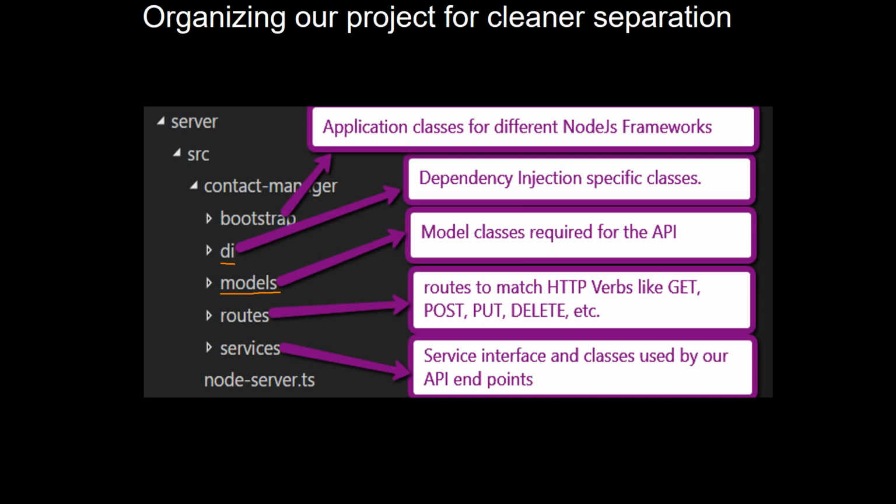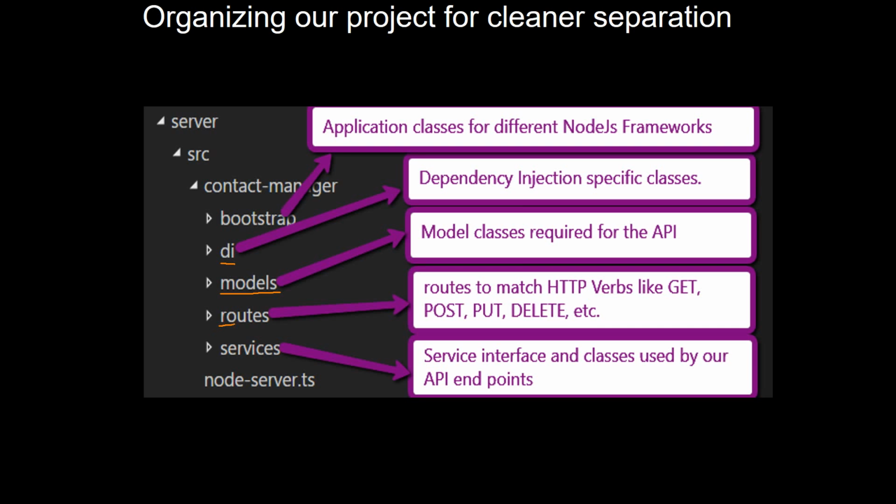Then we have the models folder. Instead of creating a single application class and bloating the class with our API implementation methods, routes, etc., I'd like to take them out and reuse the client-side model and repository that we created in the previous parts of this tutorial series. So that's where we'll keep the model classes required for the API.